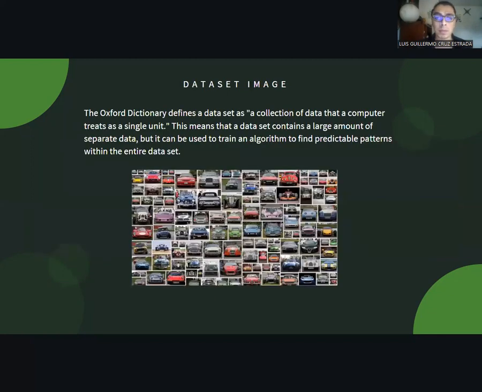Another important thing that we need to know is the dataset concept. The Oxford Dictionary defines a dataset as a collection of data that a computer treats as a single unit. This means that a dataset contains a large amount of separate data, but it can be used to train an algorithm to find predictable patterns within the entire dataset. To train a machine learning model, we need to give many examples, in our case images of coffee plants, to detect if rust is present in them.